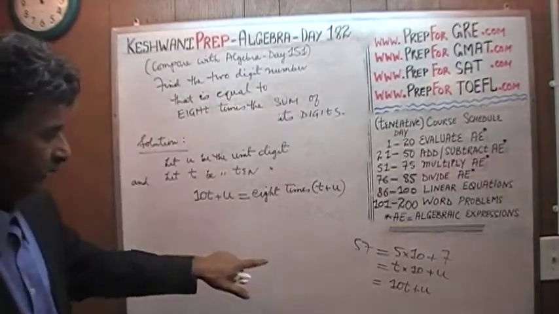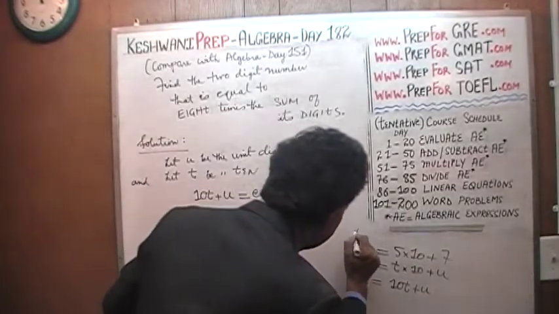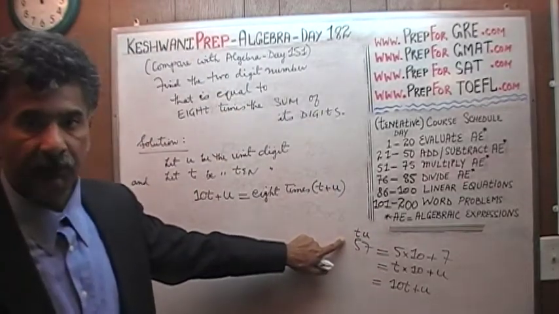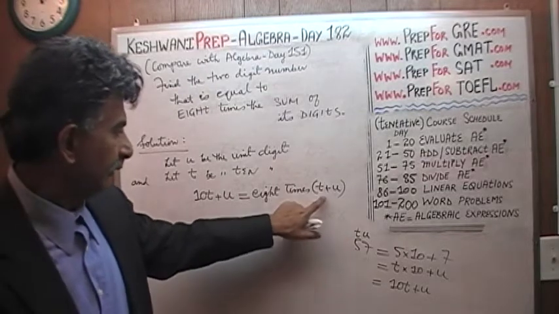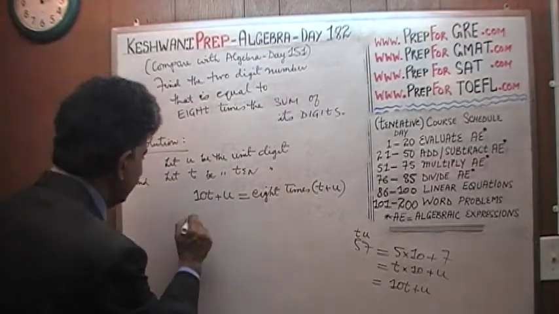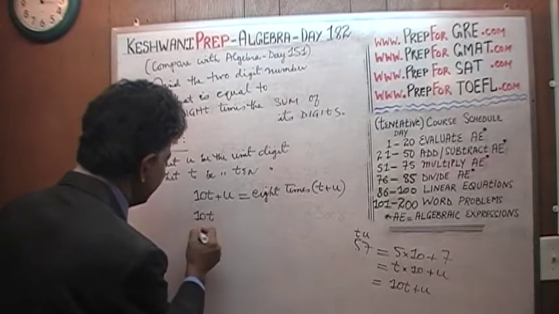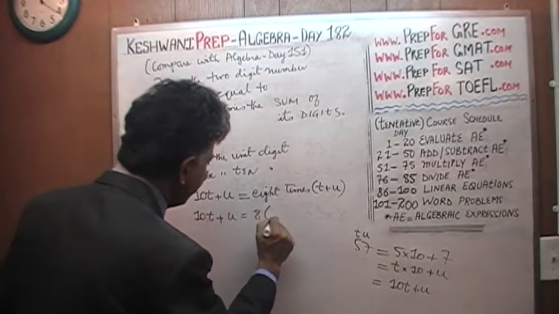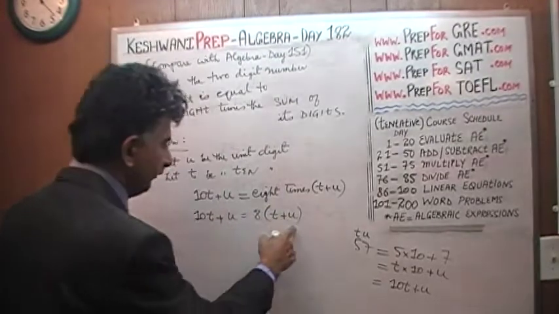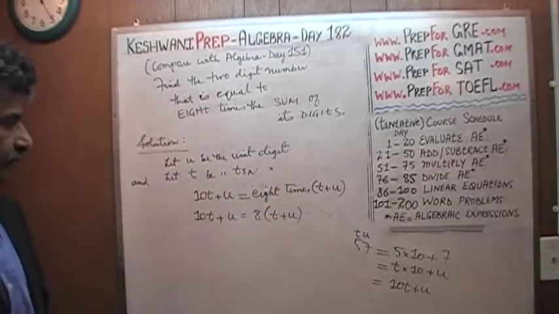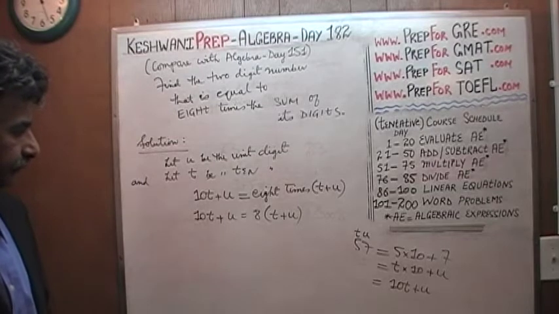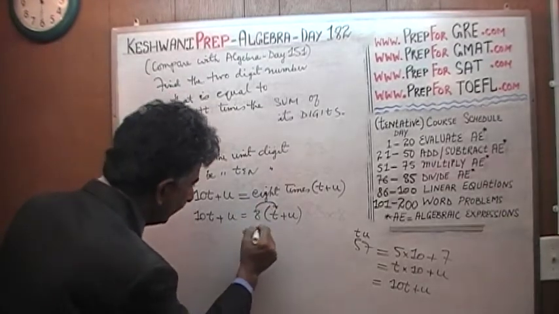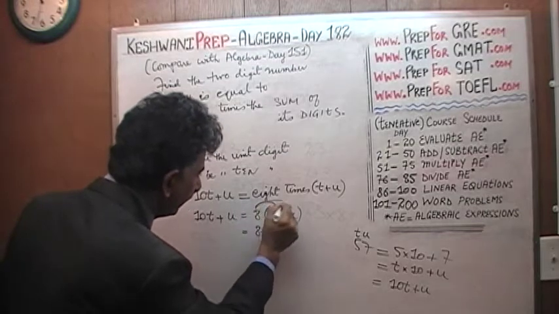Sum of the digit would be, if this is t and this is u, in this case the sum of the digit will be 5 plus 7 or 12. So 8 times t plus u. So let's continue here then. 10t plus u equals 8 times t plus u. T plus u is the sum of the digits. Let's multiply this out. That gives you 8 times t and then 8 times u.